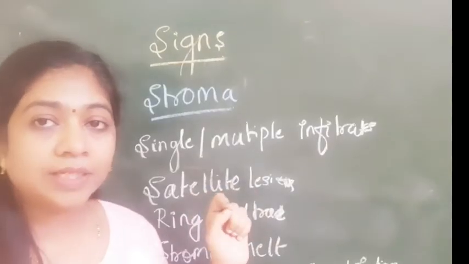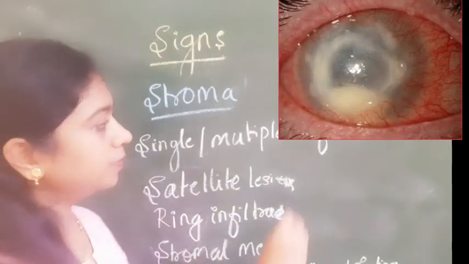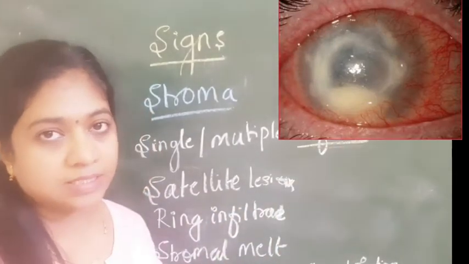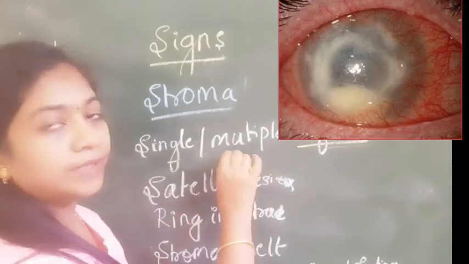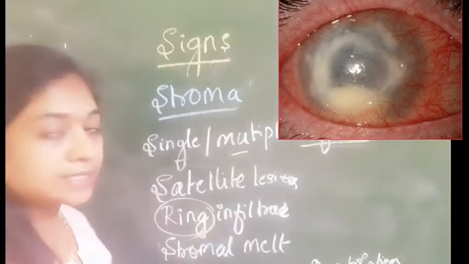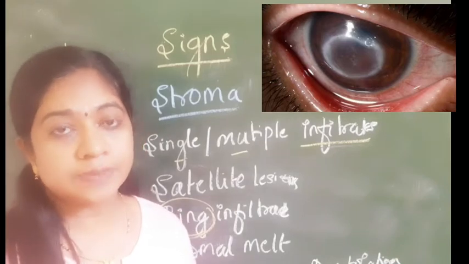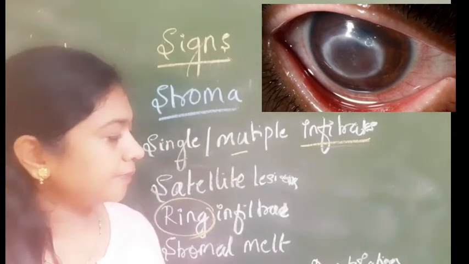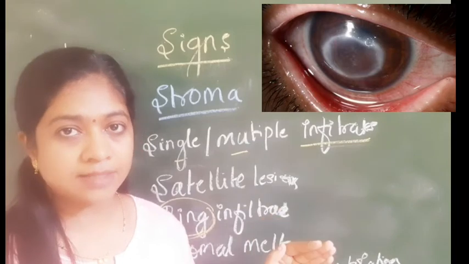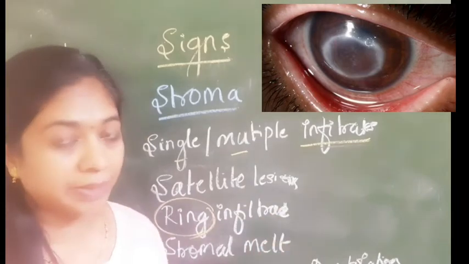So when the acanthamoeba involves the stroma, there will be what is known as stromal infiltrates. These can be either a single stromal infiltrate or multiple stromal infiltrates, or they can be in the form of a ring, called ring infiltrates, which are specific for acanthamoeba keratitis. Again, usually it is just a paracentral ring infiltrate which is seen in acanthamoeba keratitis.